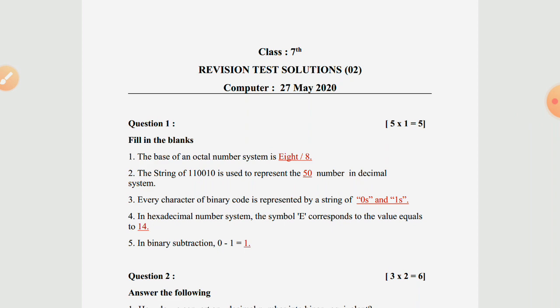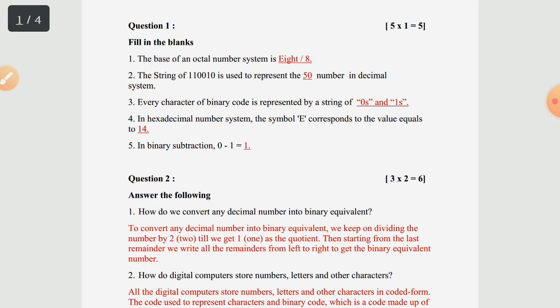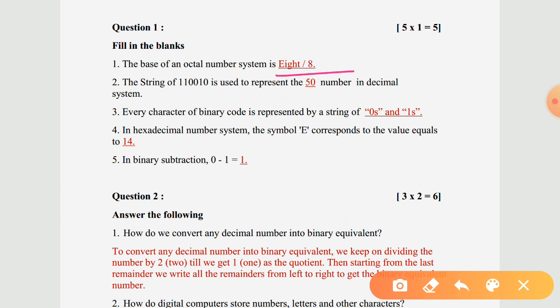So question number 1 is here. I hope that the picture is clear. See the first one. The base of an octal number system is 8. Either in words you have written or this number 8 you have written. The string of 110010 is used to represent 50 in the decimal number system.